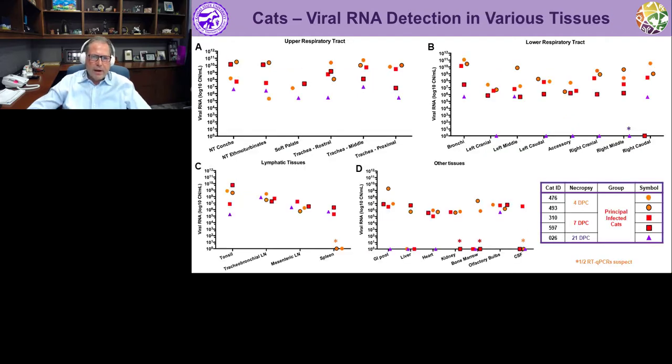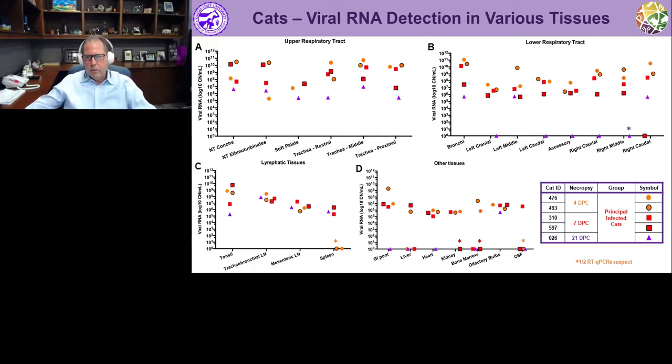We also looked at viral RNA in different tissues. In orange, we see these 2 animals on day 4 post-challenge. In red, the 2 animals on day 7 post-challenge, and on day 21, this 1 animal at 21 days post-challenge. As shown here in the upper respiratory tract, all of these animals are already positive on day 4 and maintained positivity throughout day 21. However, on day 21, the viral RNA load is lower.